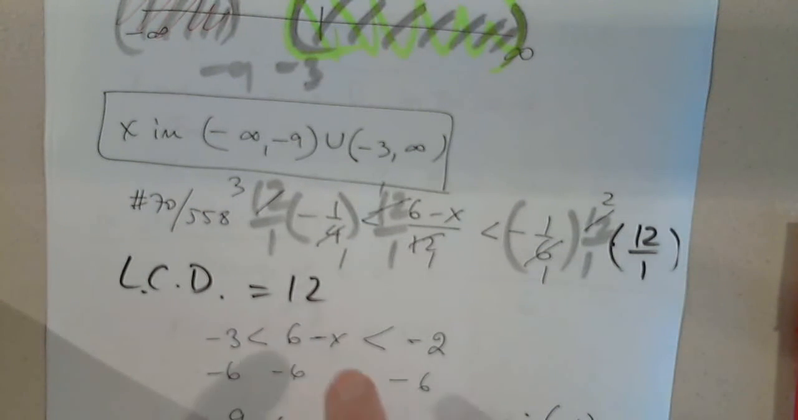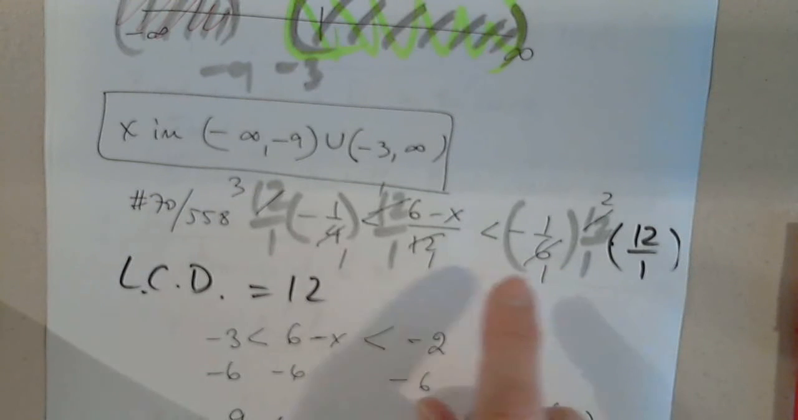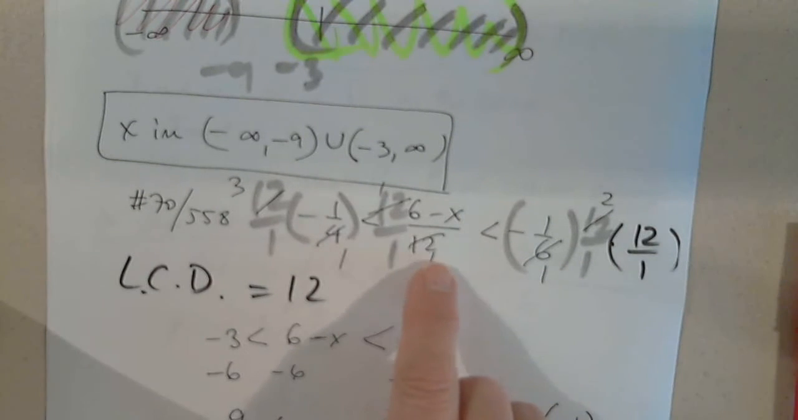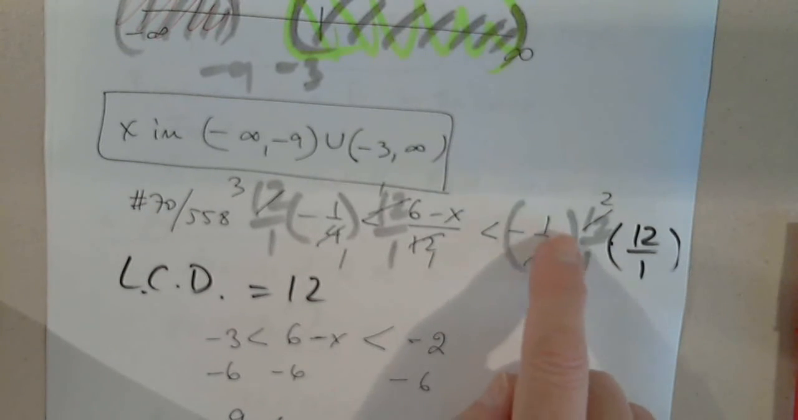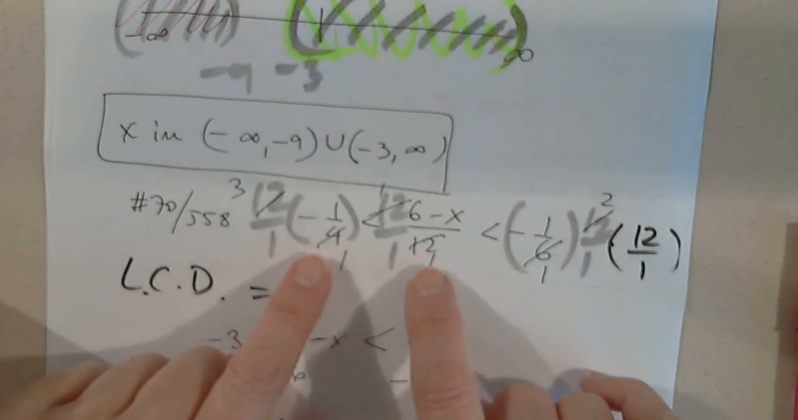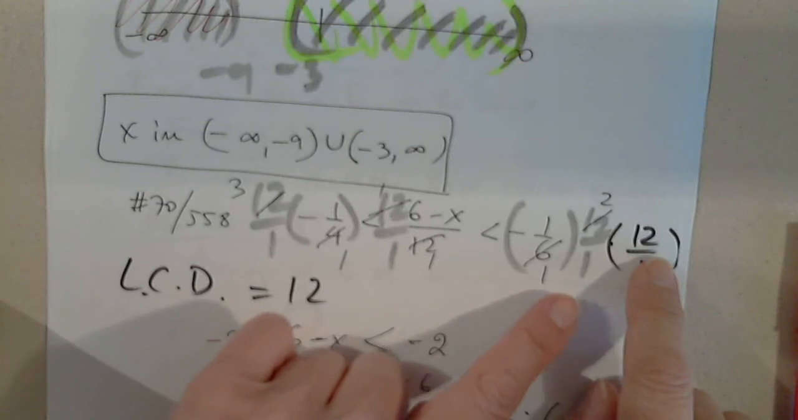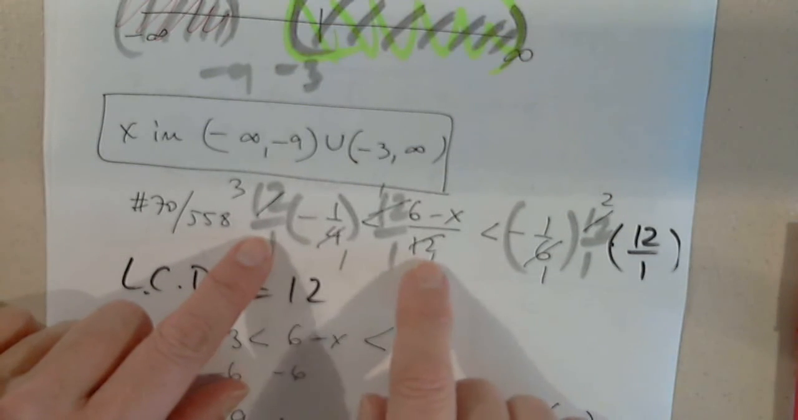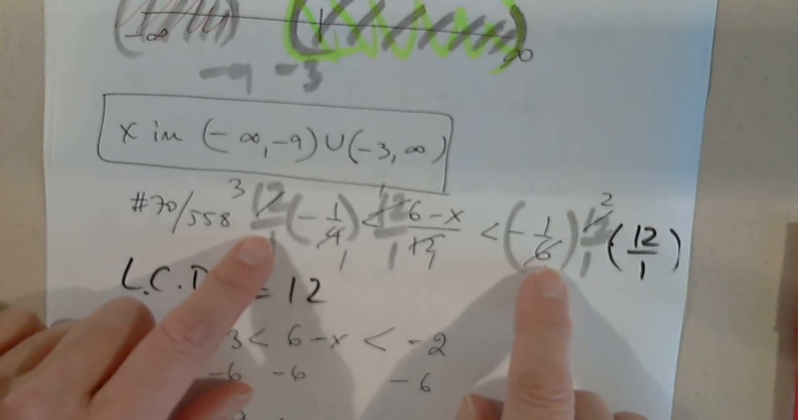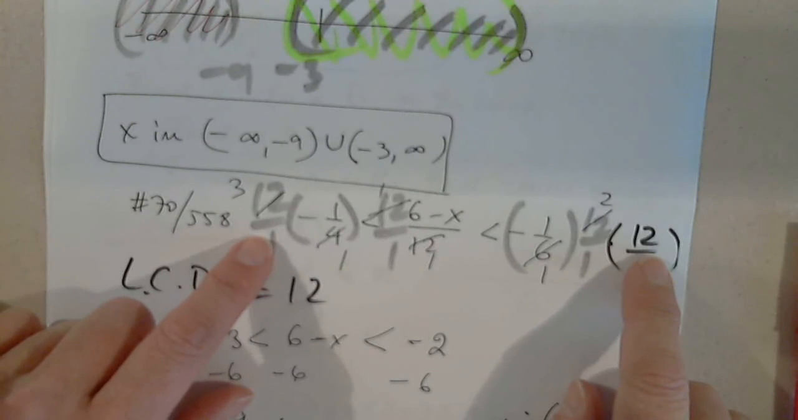It requires more work because it has a lot of fractions. Negative 1/4 less than (6 minus x) over 12 less than negative 1/6. Well, what we have to do first is multiply by 12 in order to eliminate each fraction. 4, 12, and 6 have a common multiple, or the least common denominator is 12.